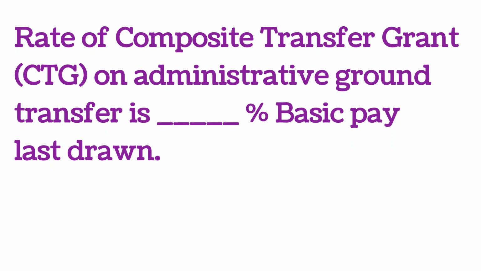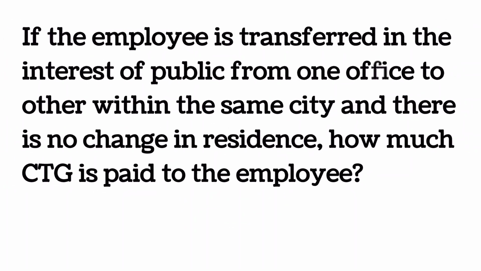Rate of composite transfer grant CTG on administrative ground transfer is dash percent of basic pay last drawn. Rate of composite transfer grant CTG on administrative ground, it is 80% of the basic pay last drawn.